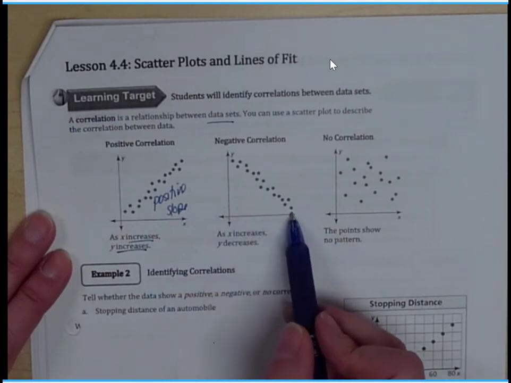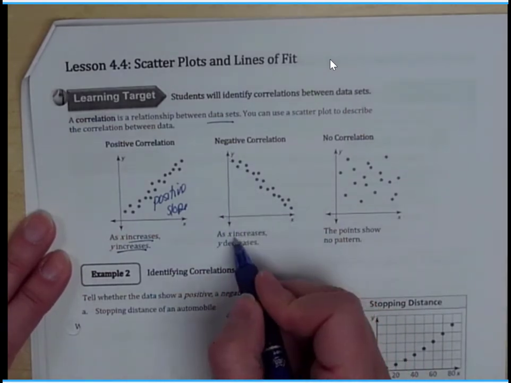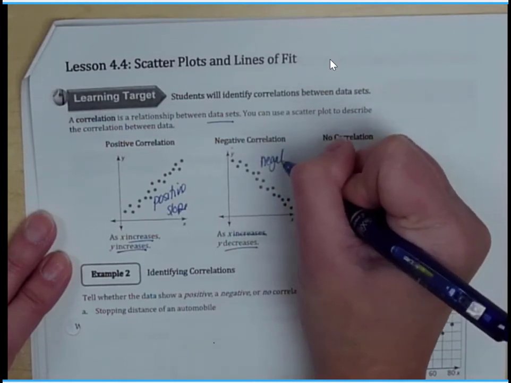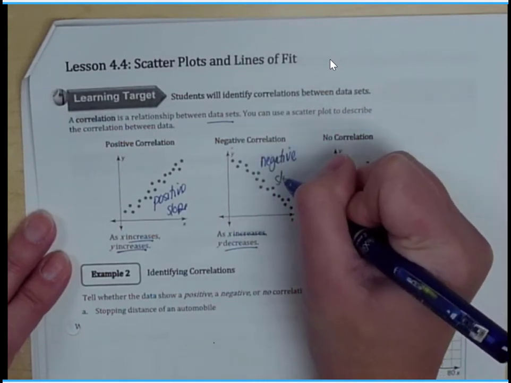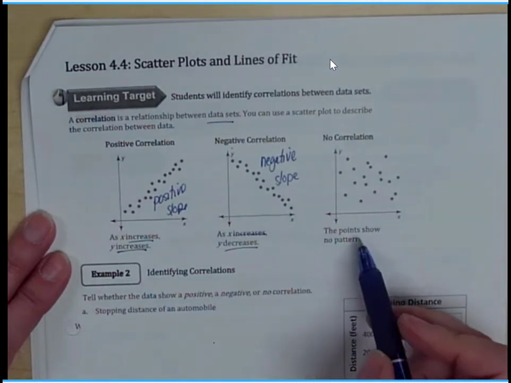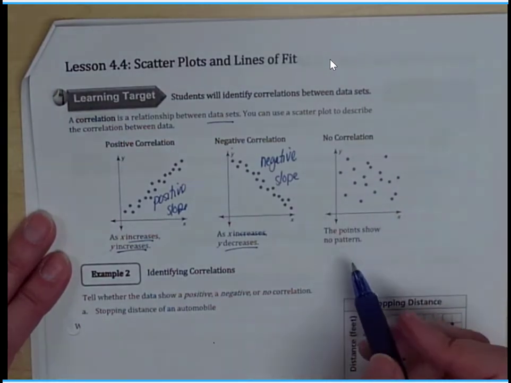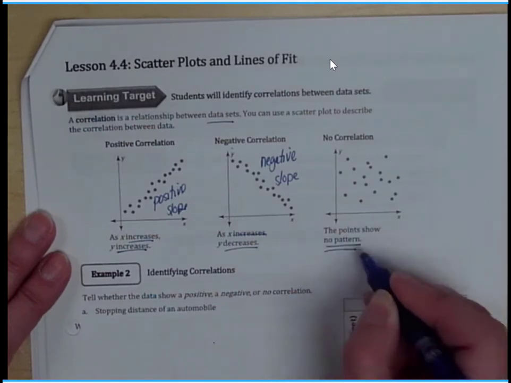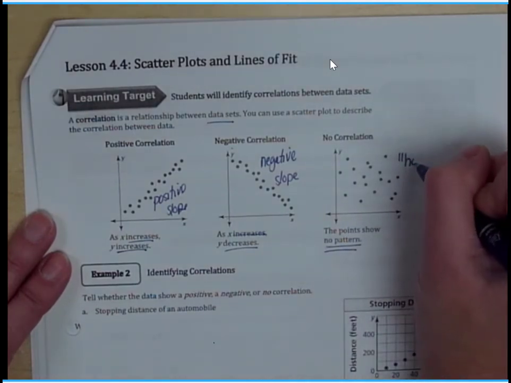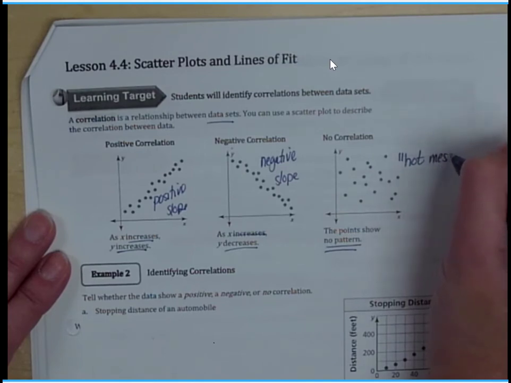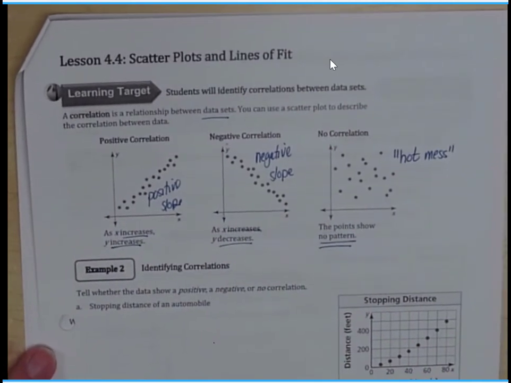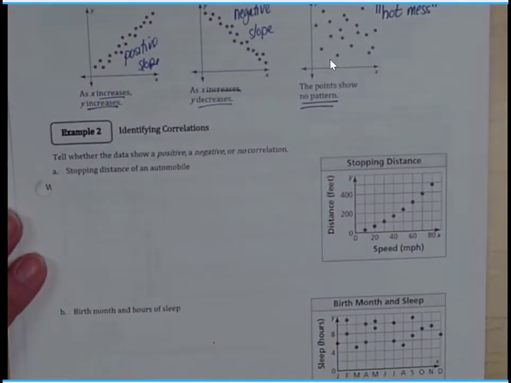Here, as X increases, Y decreases. That is a negative correlation. And if you notice, it looks like a negative slope. Now, this one, there's just points all over the place. So that means there's really no correlation. So there's no pattern here. I like to call this pattern, though, hot mess, meaning it's all over the place and doesn't really pertain to a pattern.